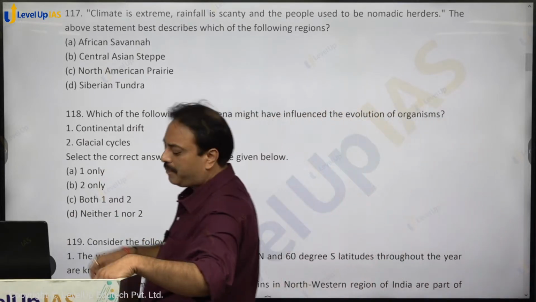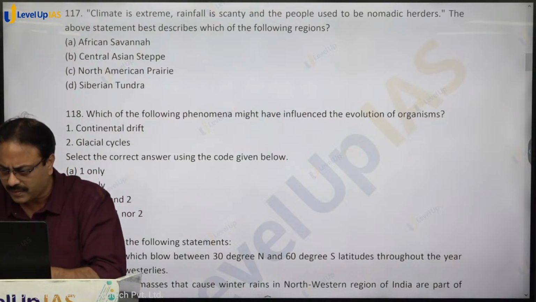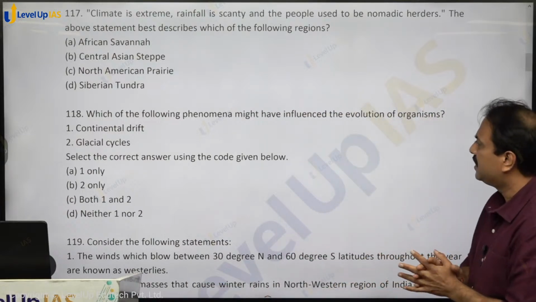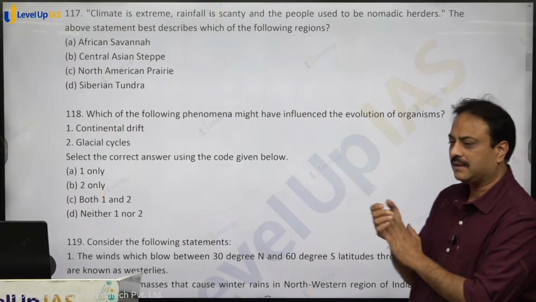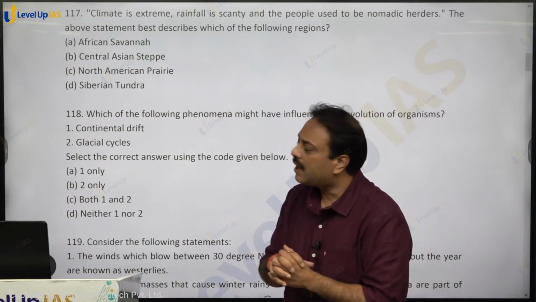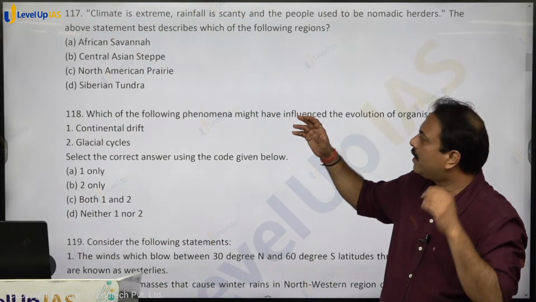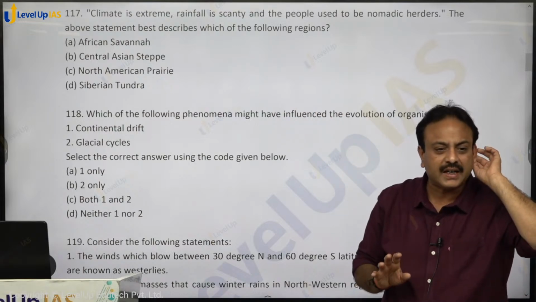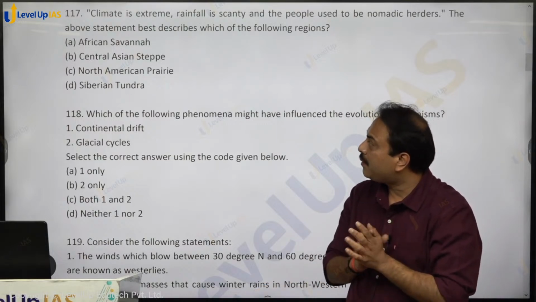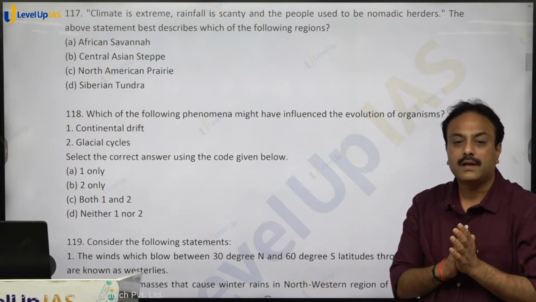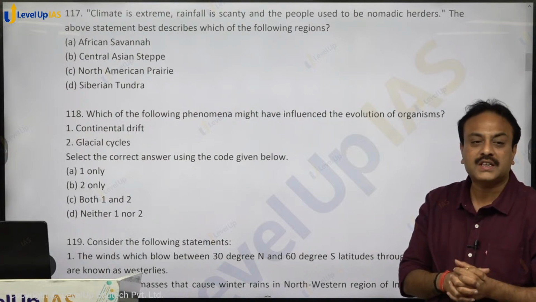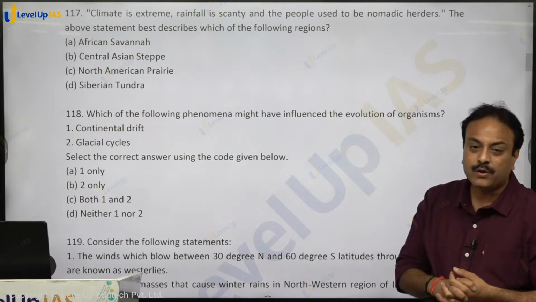Climate is extreme, rainfall is scanty, and the people used to be nomadic herders. The above statement best describes which of the following regions? African savanna. African savanna, climate is not extreme and rainfall is not scanty. You are having a dry season, you are having a wet season, but rainfall is not scanty. North American prairie. North American prairies, do you find nomadic herders over there? Rainfall is scanty. Siberian tundra.